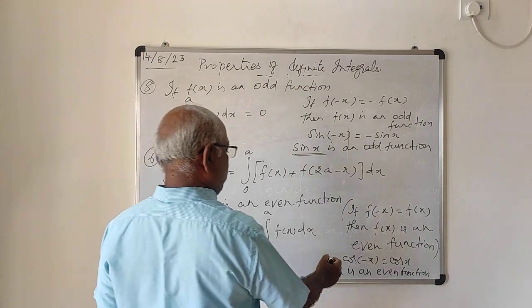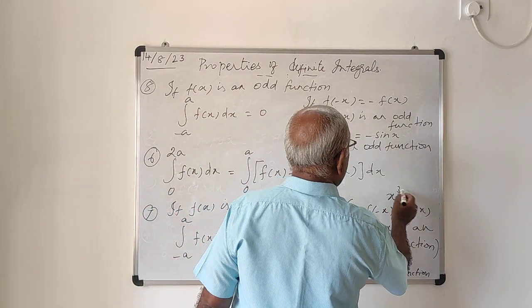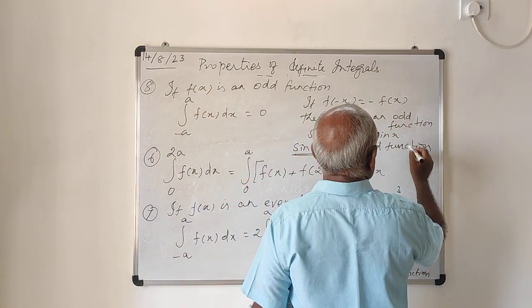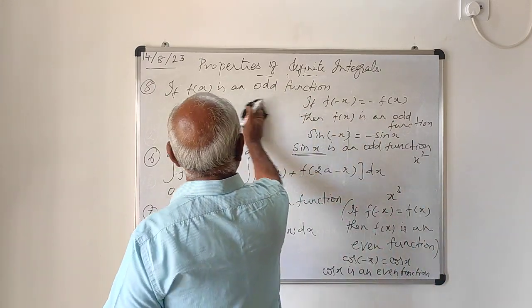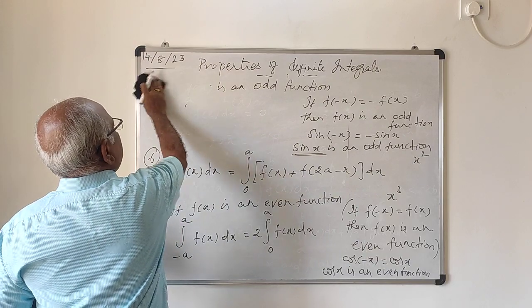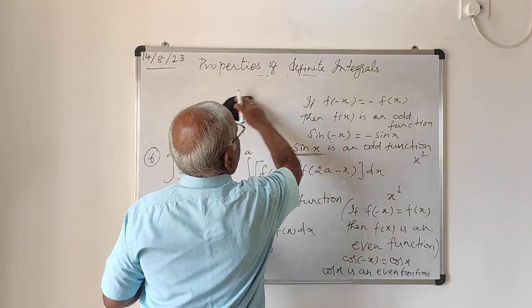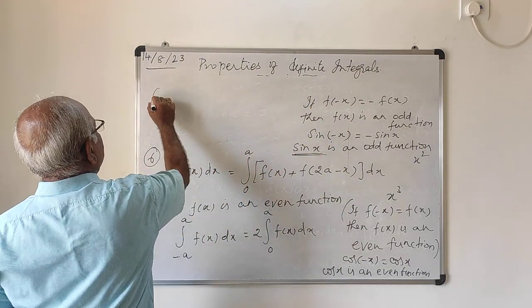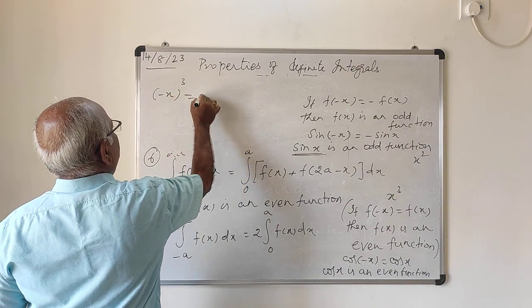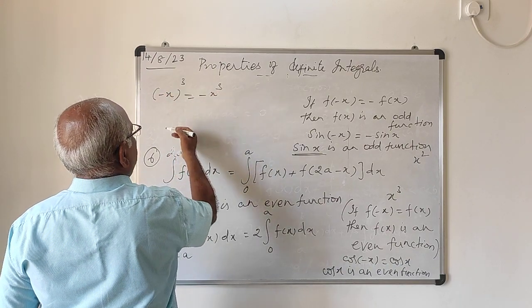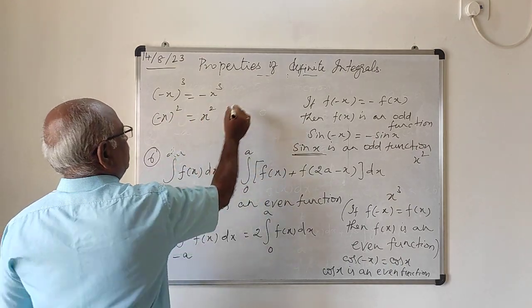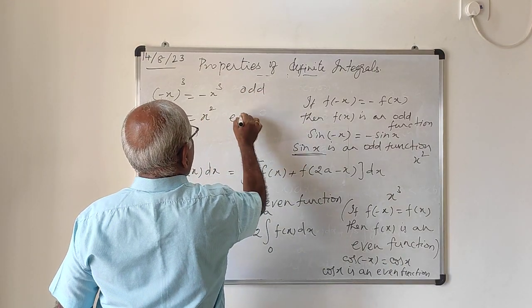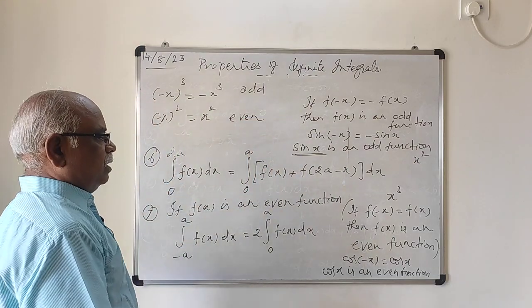Similarly, x cube is an odd function, and x squared is an even function. Because minus x whole cube is minus x cube, therefore x cube is an odd function. Minus x whole squared is x squared, therefore x squared is an even function. These are the examples of odd and even.